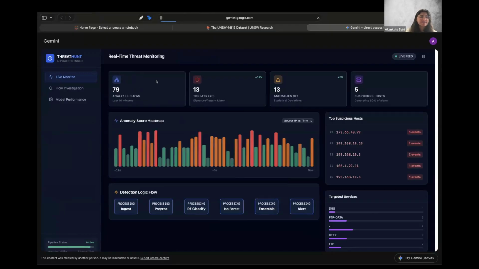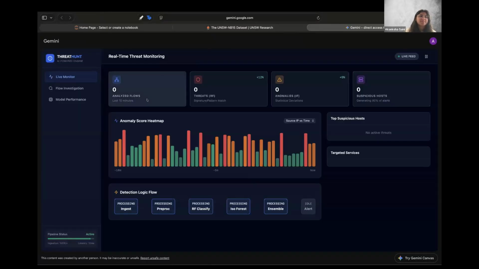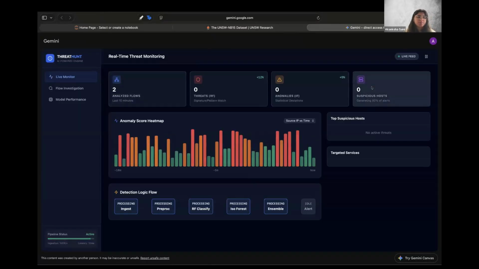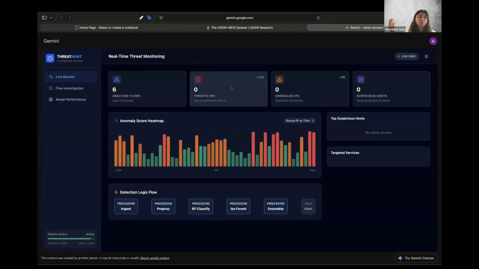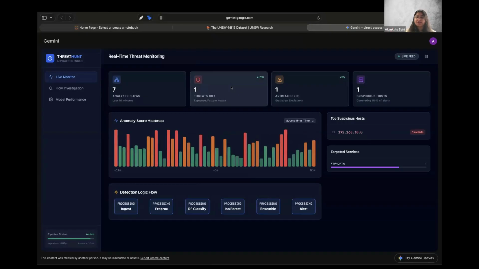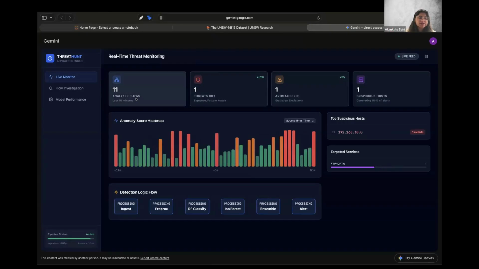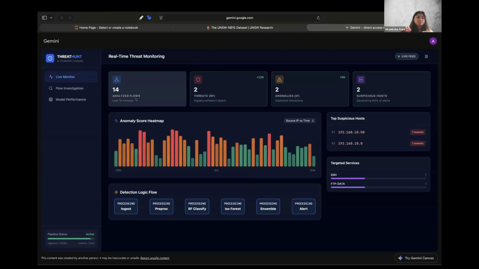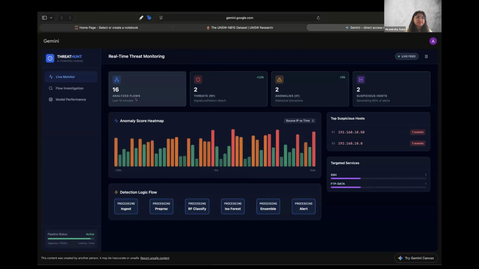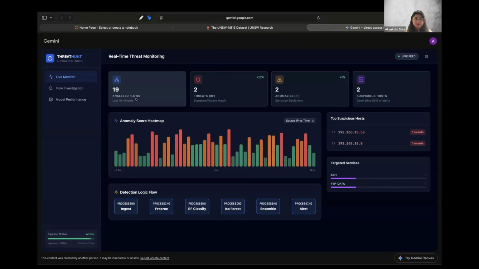So here you can see the main monitoring screen. Sorry, it's reloading. Yeah. So on the top, we have the real time snapshot of what the model is analyzing. First we have the analyzed flows, which shows us the network flows that are being processed in the last 10 minutes.